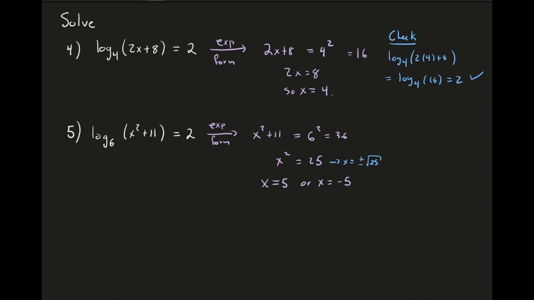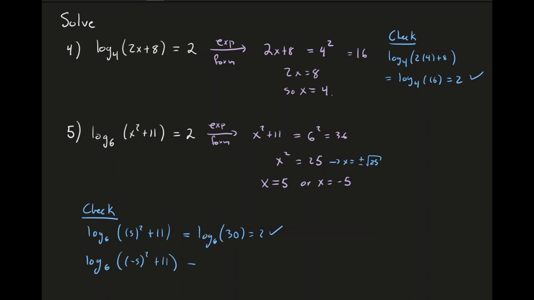In this case, we do need to check our answers. So log base 6 of 5 squared plus 11, well, that's equal to log base 6 of 25 plus 11, which is 36, which is equal to 2. So that one works. And then doing the other one, log base 6 of minus 5 squared plus 11. That one's also equal to log base 6 of 36, that's a 6 up there, which is equal to 2. So they both are our two solutions there.